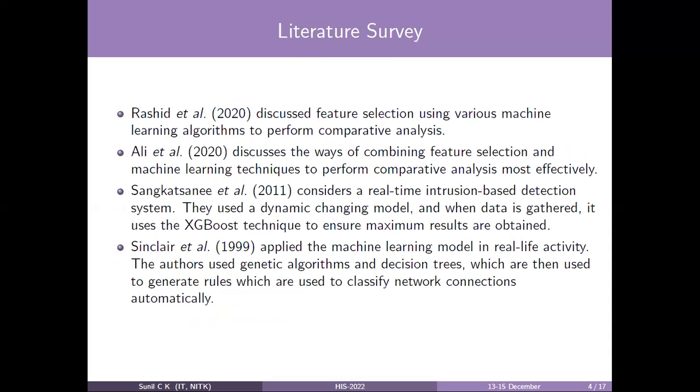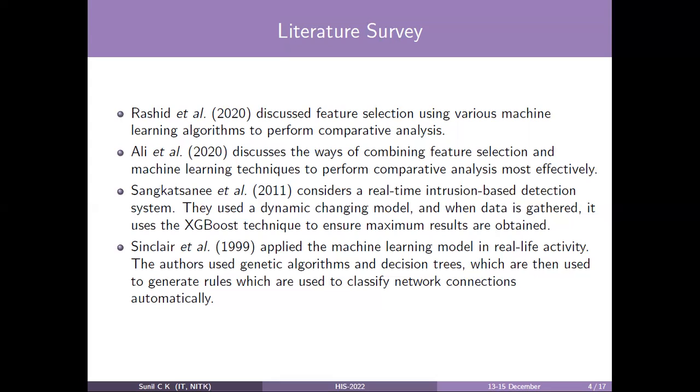For the literature survey, we have used some papers. In the first paper, they have discussed feature selection using various machine learning algorithms to perform a comparative analysis. They have used hybrid intrusion detection systems, which are created by stacking multiple classifiers together. In the next paper, they have discussed different ways of combining feature selection and machine learning techniques to perform comparative analysis most effectively.